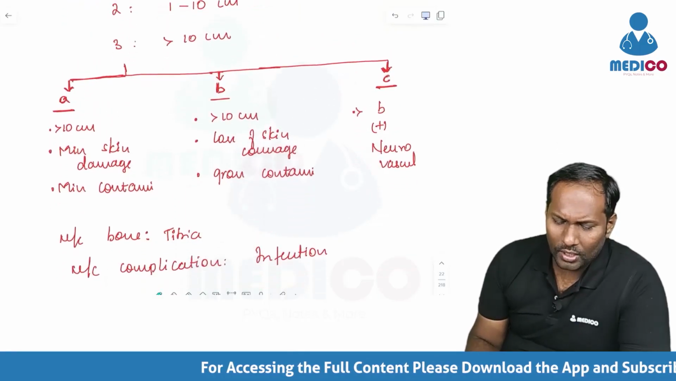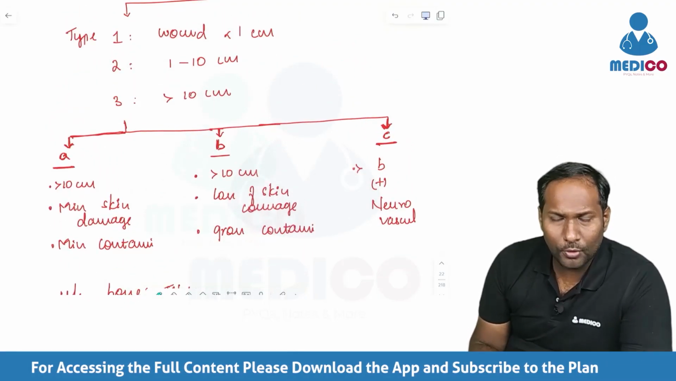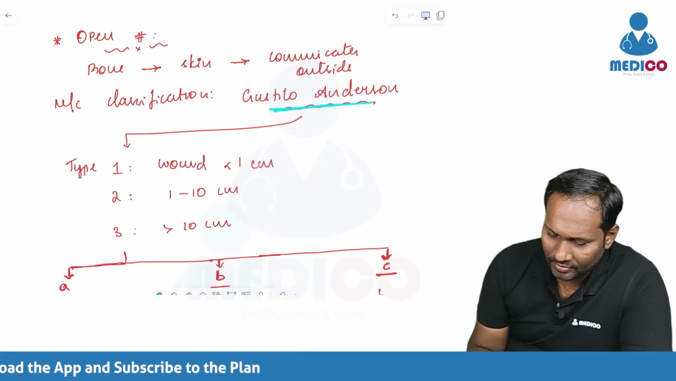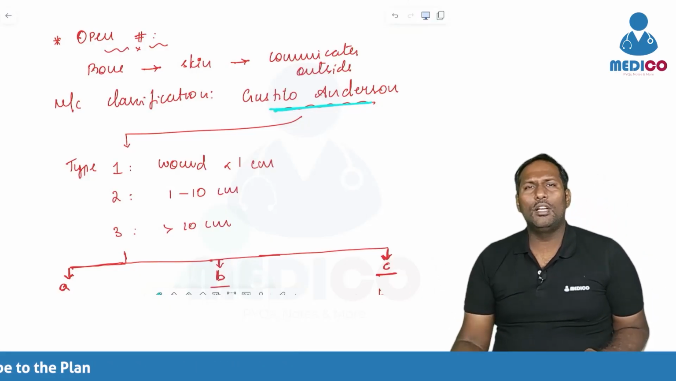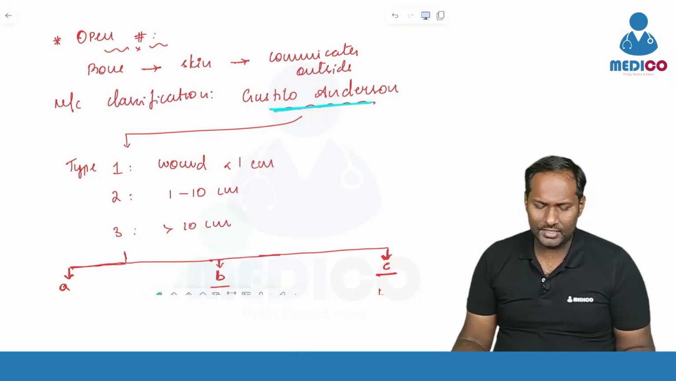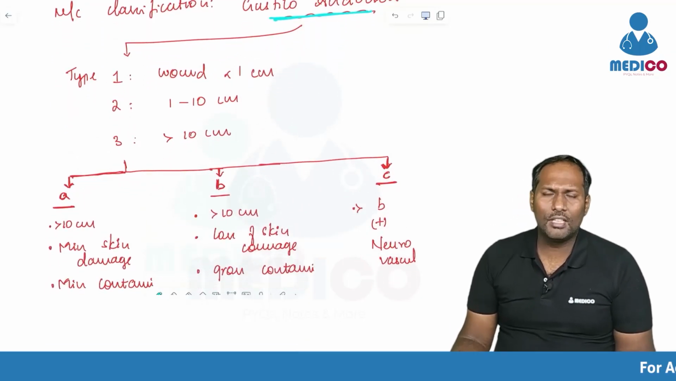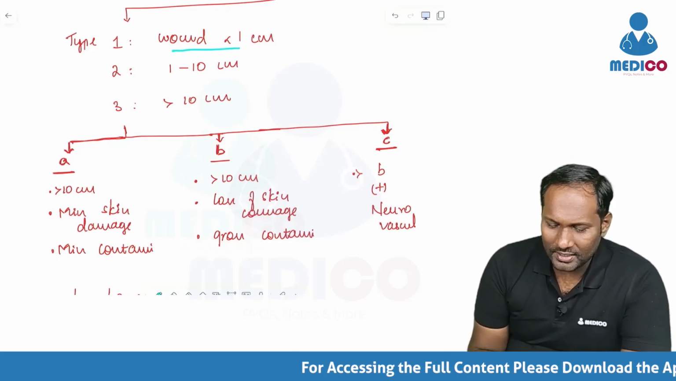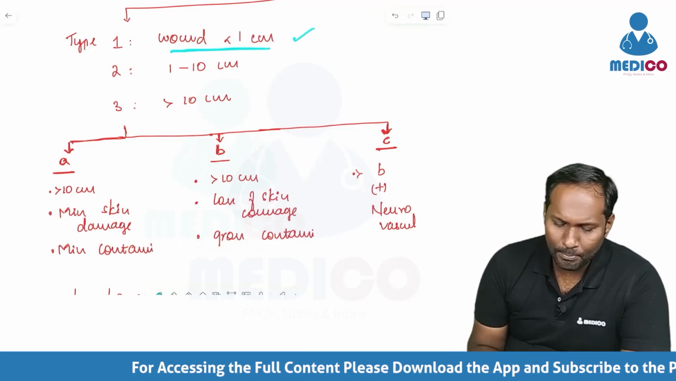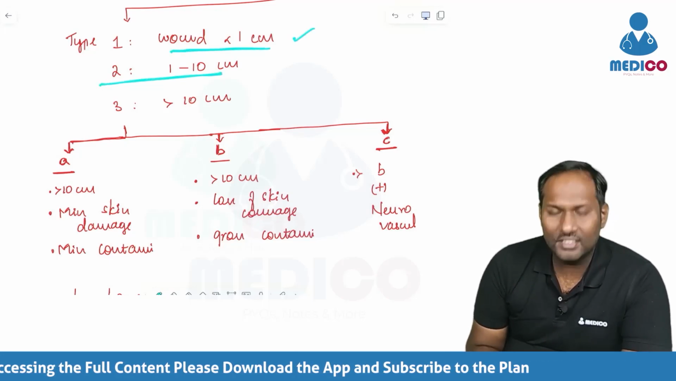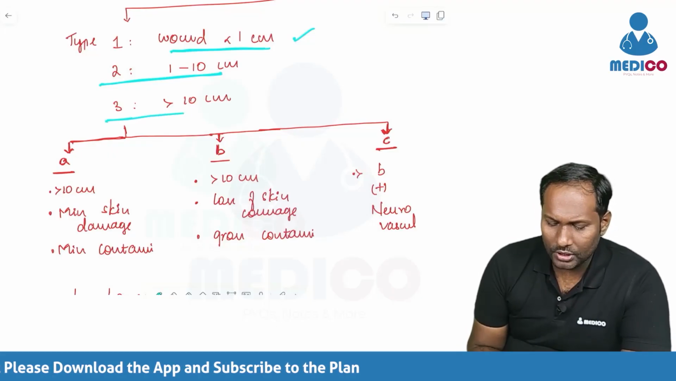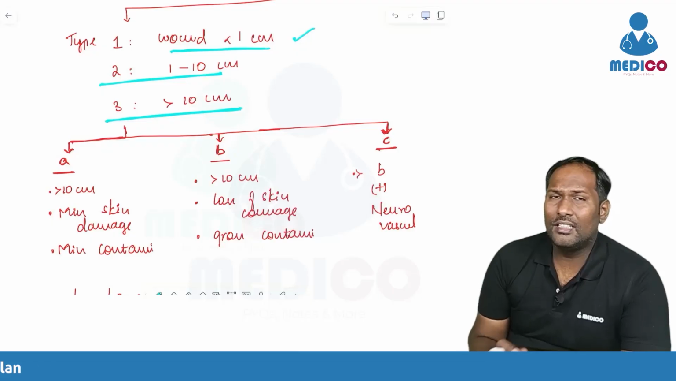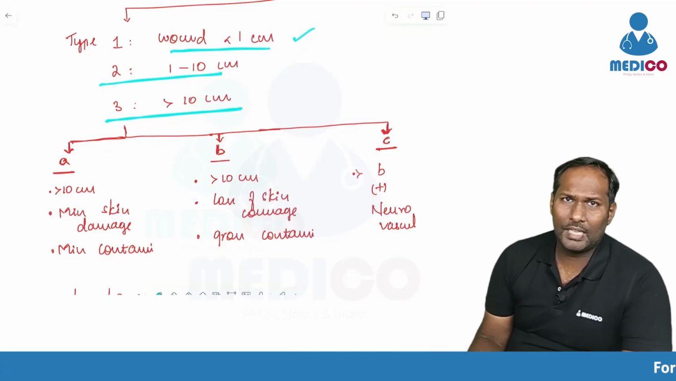So, what is the common classification we use for open fractures? It is going to be the Gustilo-Anderson fracture classification. And based on this Gustilo-Anderson itself, you will be getting a lot of questions. So, the easiest way to remember Gustilo-Anderson is based on the wound size. Type 1 is wound less than 1 centimeter. Type 2, the wound is 1 to 10 centimeter. Type 3, the wound is greater than 10 centimeter. In type 3 only, there are differences like A, B and C subclassification.